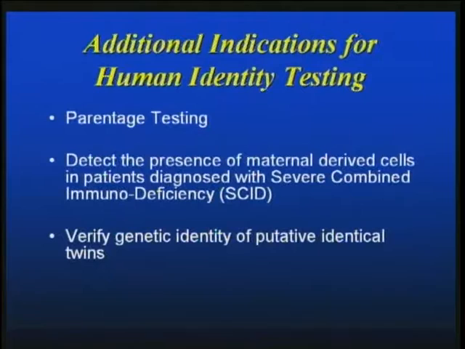In addition to this, HLA labs also perform additional human identity testing, although the majority of our human identity testing falls into the post-transplant scenario. We perform parentage testing, but that's a subset of HLA labs. We also look for maternal cells, maternally derived cells in patients that are referred to us on suspicion of being SCID patients. And finally, though this doesn't happen very often, we'll occasionally get donors that report that they are identical twins, and we verify that they are indeed identical twins to the recipient.